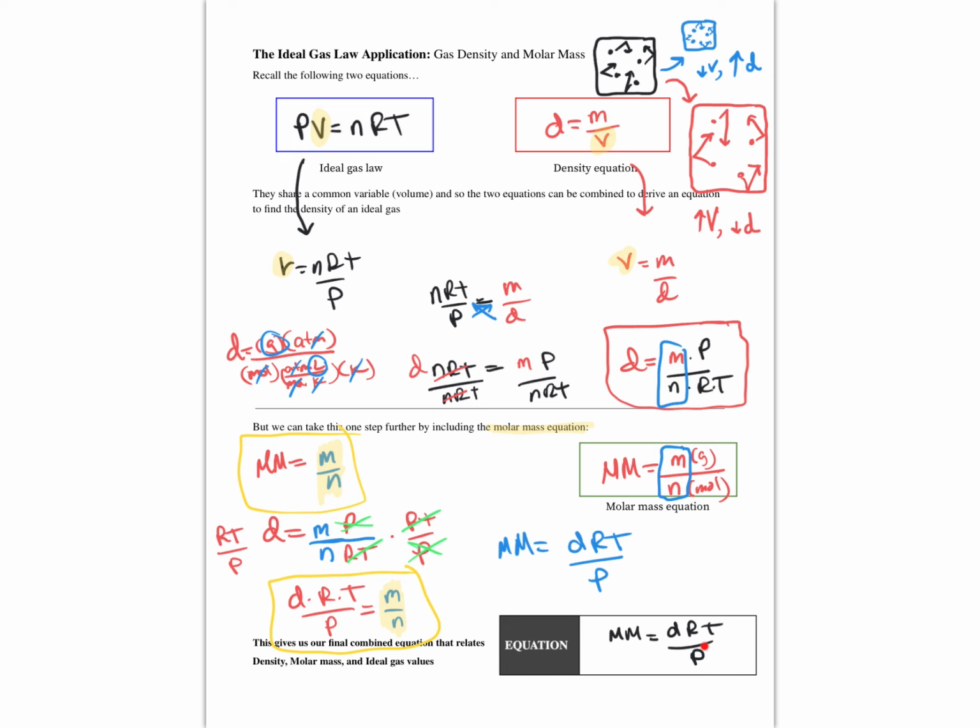What animal hides their pee under the dirt? DRT, dirt. P, pressure, under the dirt. Well, a cat, of course. Meow, meow. The molar mass is equal to dRT over P.